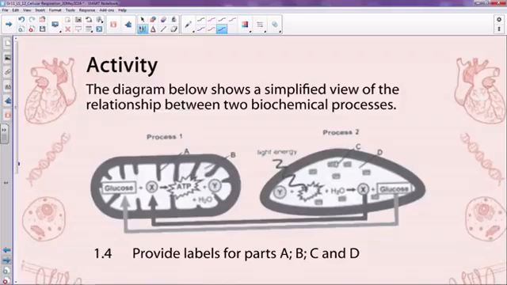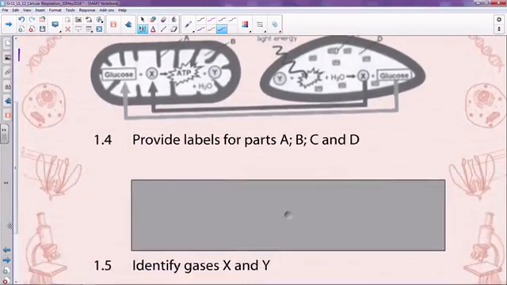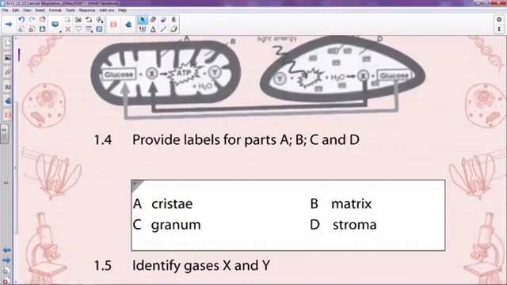So very quickly, I'm sure you had quite a quick discussion with your folks around you. So let's look at this. We had to provide labels for parts A, B, C, and D. In part A, if you look at these folds, guys, they're referred to as the cristae, and the cristae refer to the folds that you see on the inner lining, and then B referred to the medium that the internal contents of the mitochondria contain, and that's the matrix.